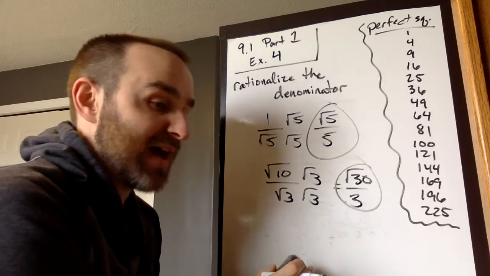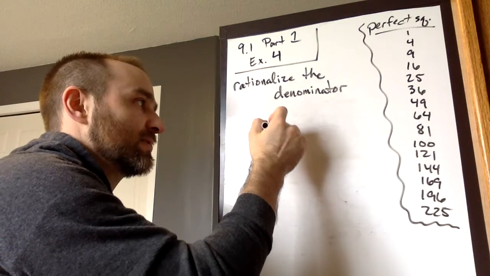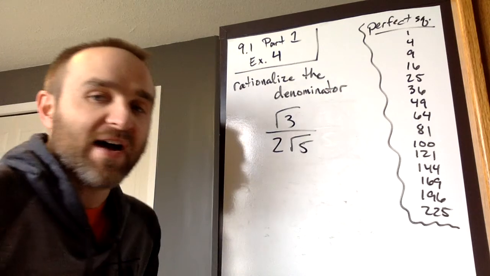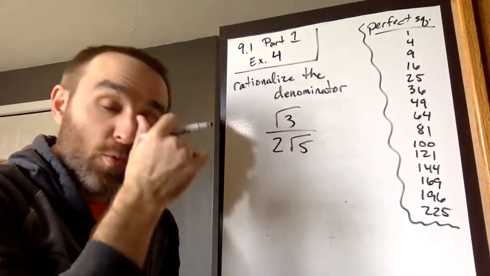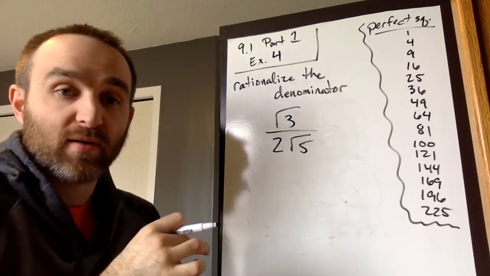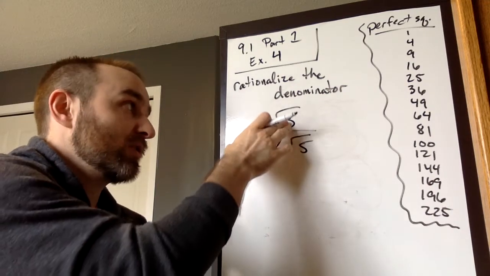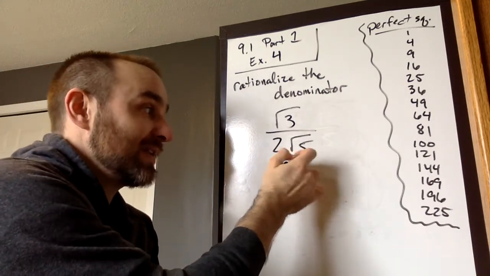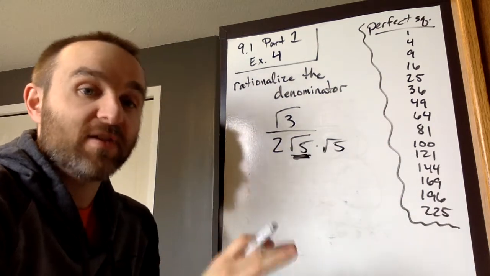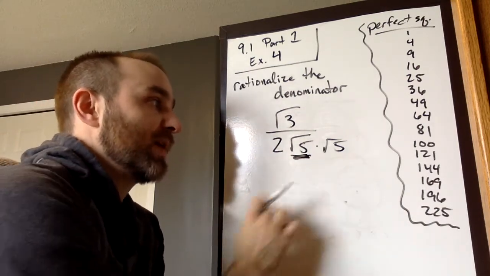Now, let's say we run into something that looks like this. Let's say we've got the square root of 3 over 2 root 5. When I rationalize the denominator, I only have to multiply by what's under the square root in the denominator. That's what I'm multiplying top and bottom by. So I'm ignoring the root 3, I'm ignoring the 2. All I need to do is get rid of this square root here. So I'm going to multiply by just root 5, not 2 root 5, just what's under the square root sign.